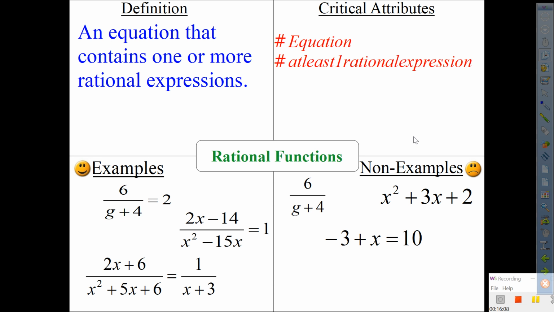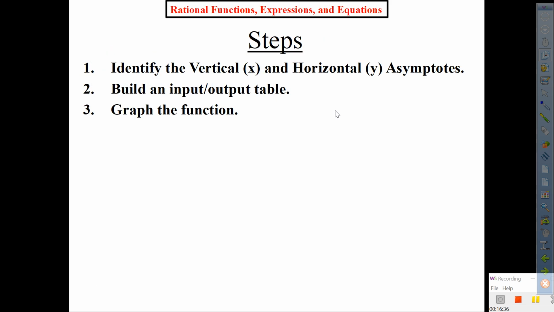Now, as we approach the concepts towards the end of the school year, I'm going to start giving you processes in steps so you can write them down, so you can at least have something to guide yourself with in case you get lost with the process. Write this down. Steps. Number 1, identify the vertical and horizontal asymptotes. Number 2, build an input-output table. And number 3, graph the function. Copy that. 1 minute.